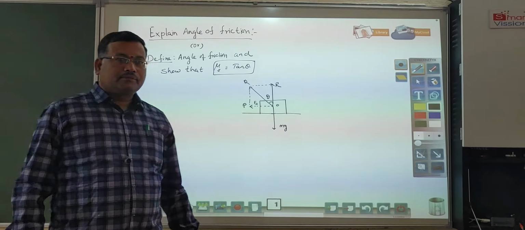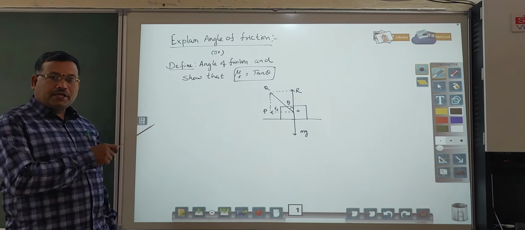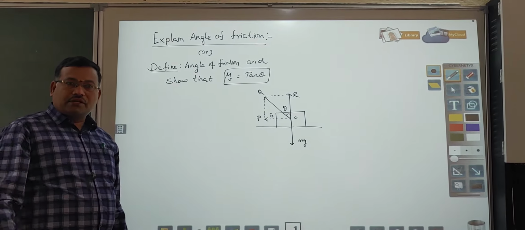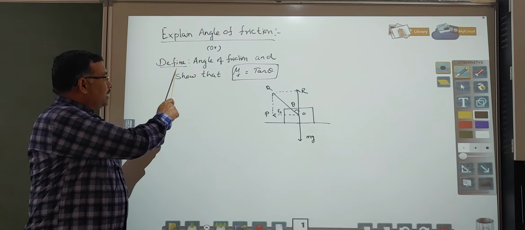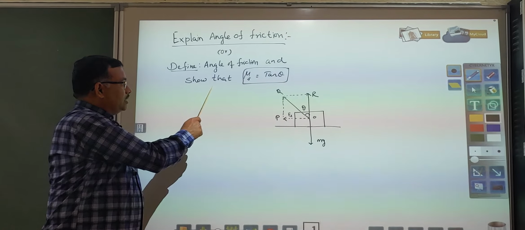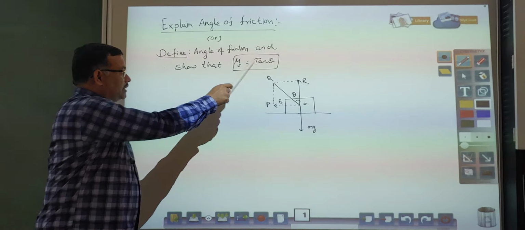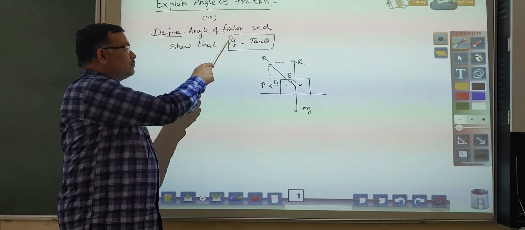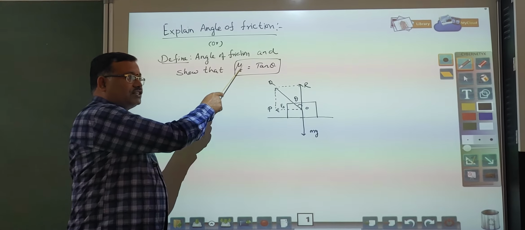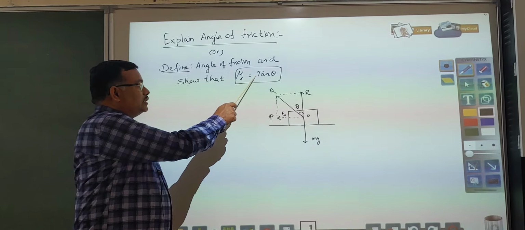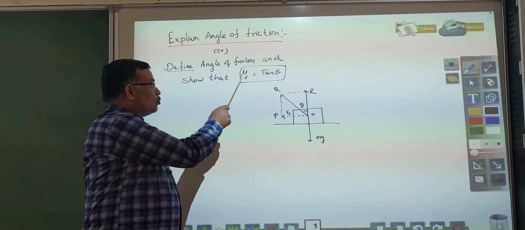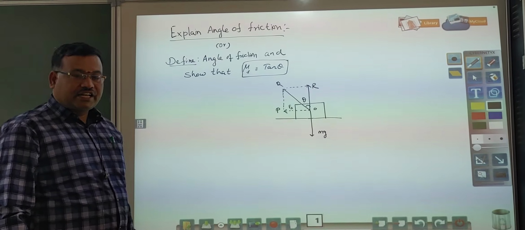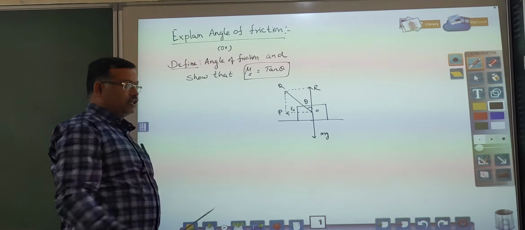Hi guys, good morning. Today in the friction topic, we are going to explain angle of friction. The same question can also be asked as: define angle of friction and show that mu s is equal to tan theta. Mu means coefficient of friction, and suffix s means coefficient of static friction. You have to prove that mu s is equal to tan theta. If they ask generally to explain angle of friction, it is also the same question.